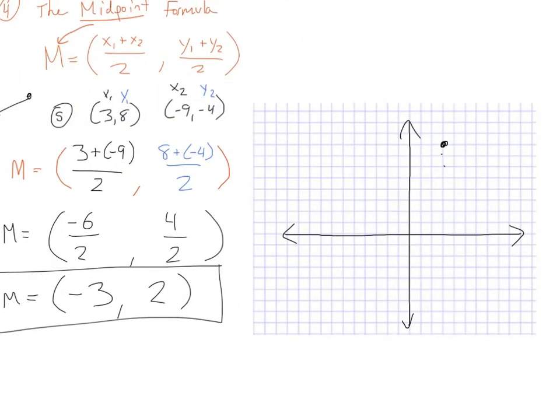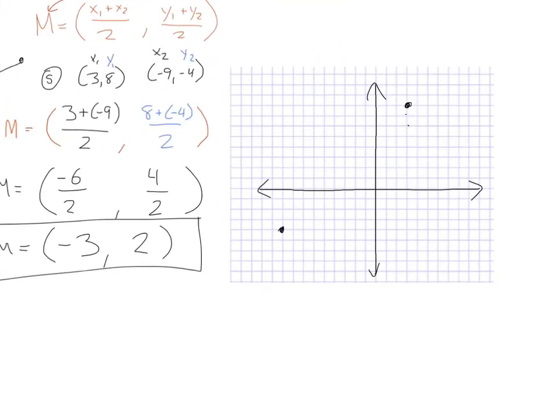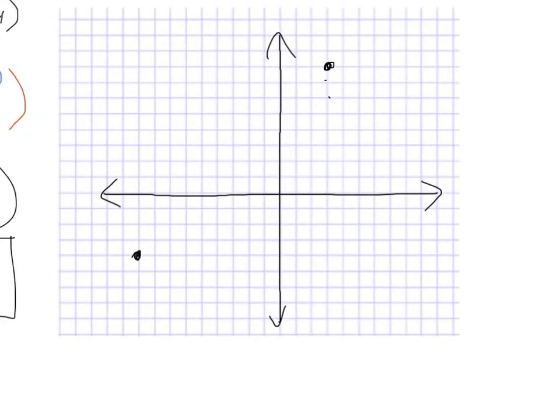And the second point was -9, -4. All right, so let's see. Over -9, 1, 2, 3, 4, 5, 6, 7, 8, 9. Down 1, 2, 3, 4. Right there. Okay. So now, what's the midpoint? Well, we think it's -3, 2, so let's just kind of check. So if I graph the point -3, 2, it means I go over -3 up 2, putting me right there.